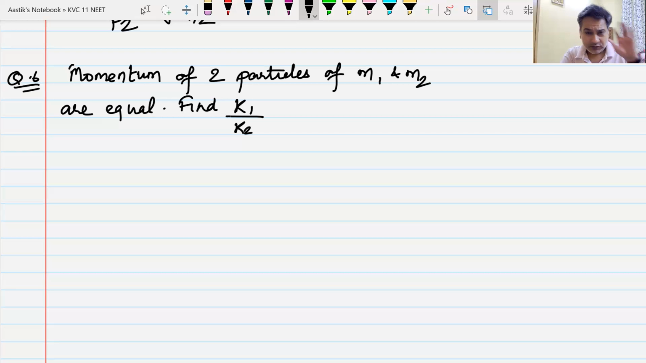The answer will come in terms of M1 and M2. So options might be M1 by M2, M2 by M1, root over M1 by M2, root over M2 by M1. Can you now give me an answer? Option would be like this. No one? Still no one? Well, then I will solve it for you. Is K1 by K2 M1 by M2 or the reverse of it?